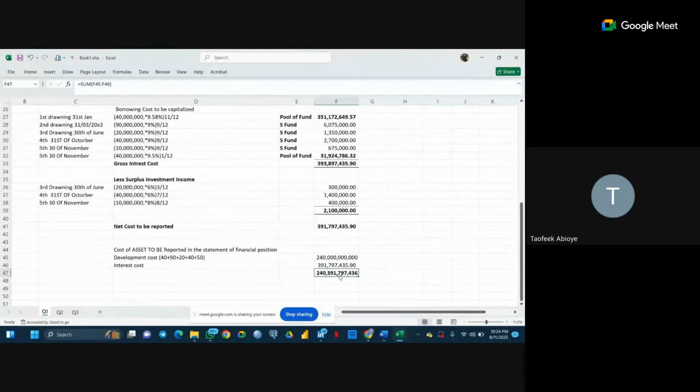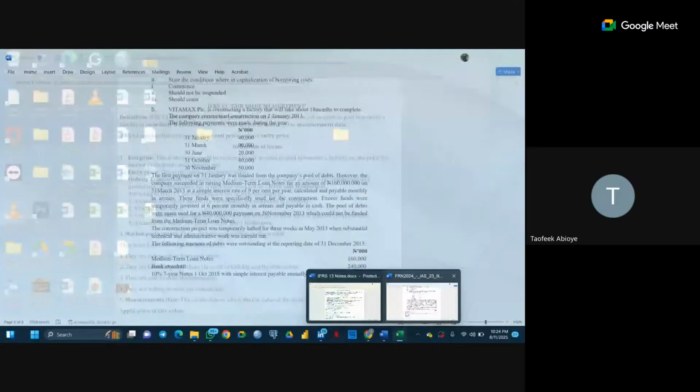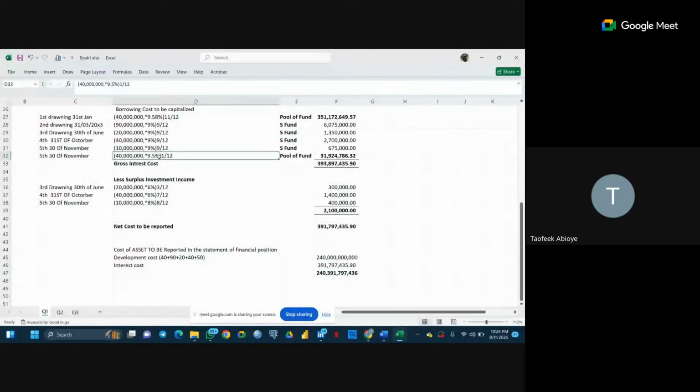And the interpretation is that the 50 million drawing we have in November, this one here, 40 million of it is from pool of fund, while 10 million is from specific fund, which is what we did here in our solution. See it here, 40, 10, the same date, fifth drawing, pool of fund, specific fund.